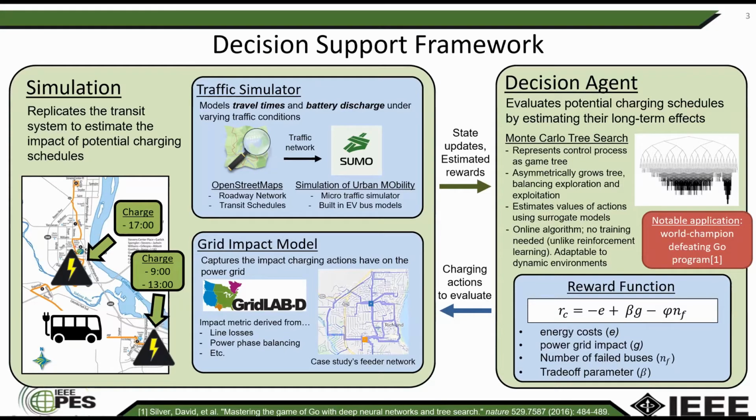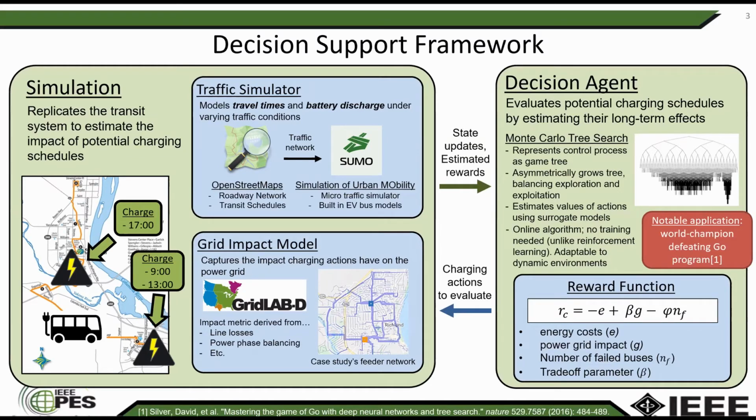It will then choose the schedule that maximizes the expected reward, which we define as a combination of the energy cost to run the system and the power grid impact score derived from GridLab-D. We also include a penalty term for any buses that fail or run out of charge during their routes. The trade-off parameter beta allows an operator to determine the weight between the energy cost and the power grid impact in their reward.